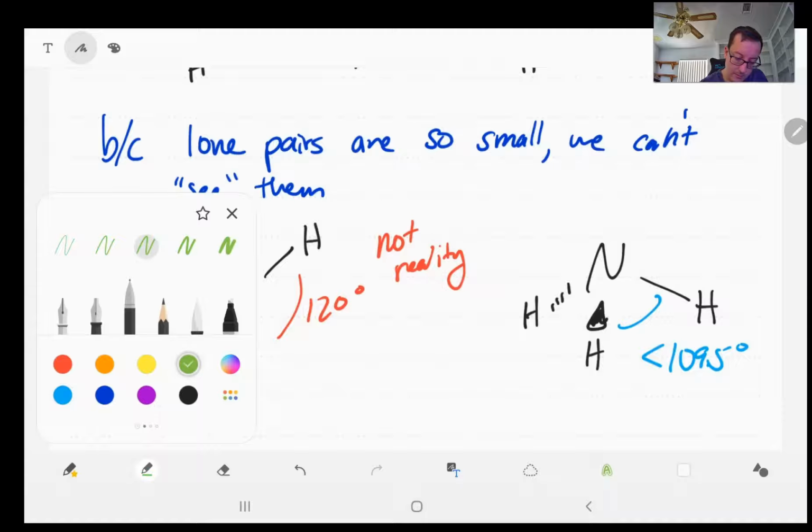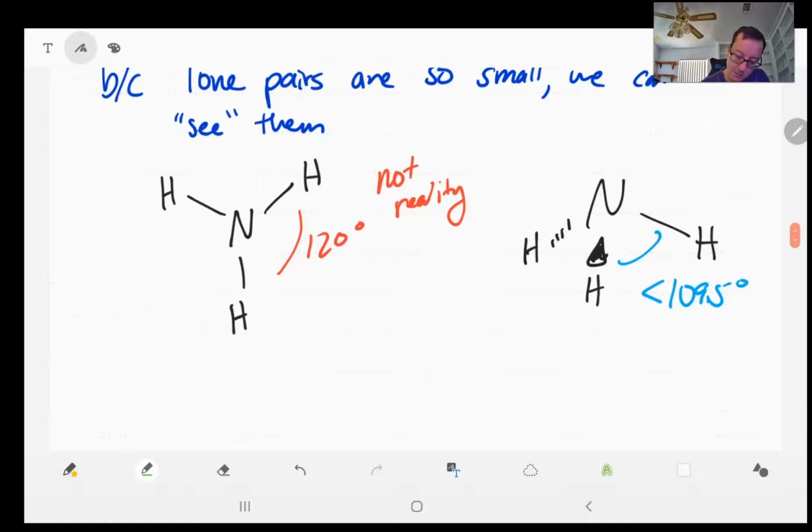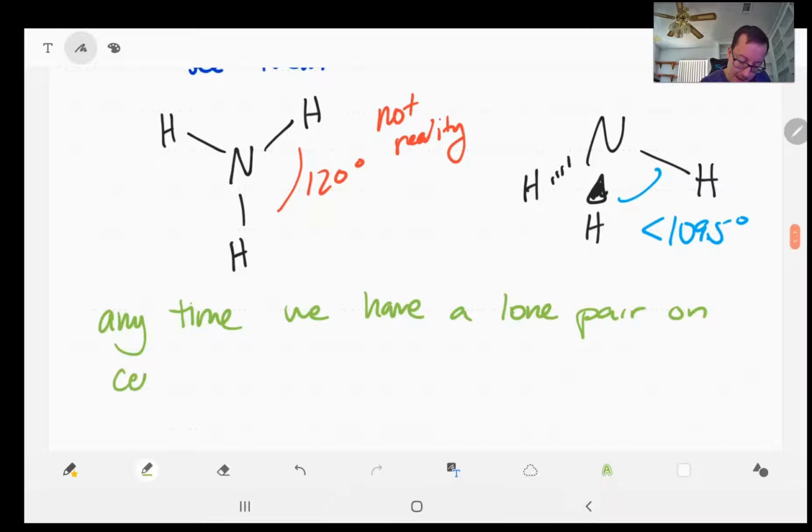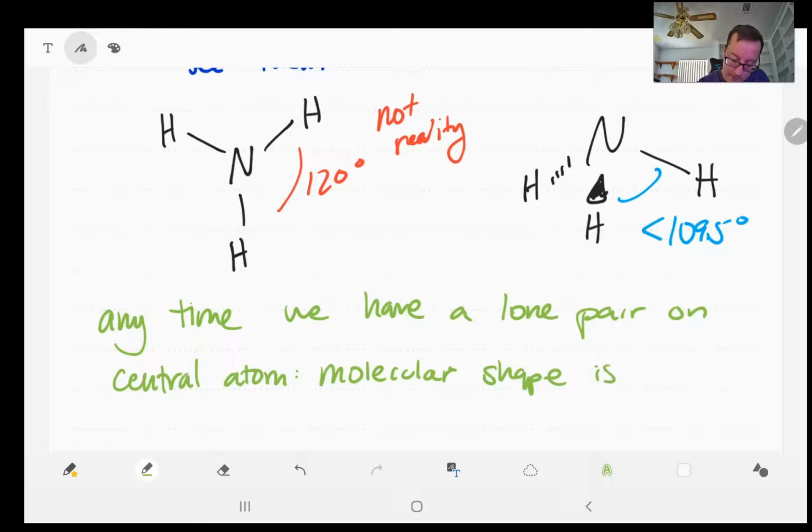And so we need to remember then that any time we have a lone pair on the central atom, and I think this was your question, Martha, this is when your molecular shape is different from the electron geometry.